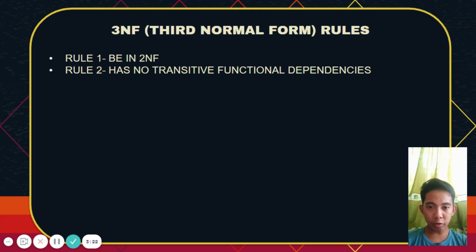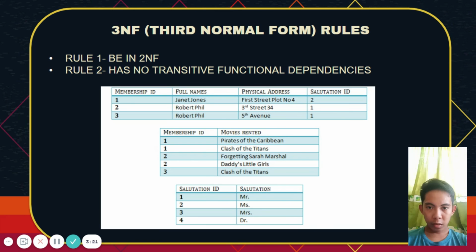For the last normal form, the 3NF or third normal form, we again have two rules. Rule number 1, be in the second normal form. Rule number 2, have no transitive functional dependencies. To move our 2NF table to third normal form, we again need to divide the table. We have divided our table and created a new table which stores the salutation. In table 3, ID is the primary key. In table 1, the salutation ID is a foreign key to the primary key in table 3.